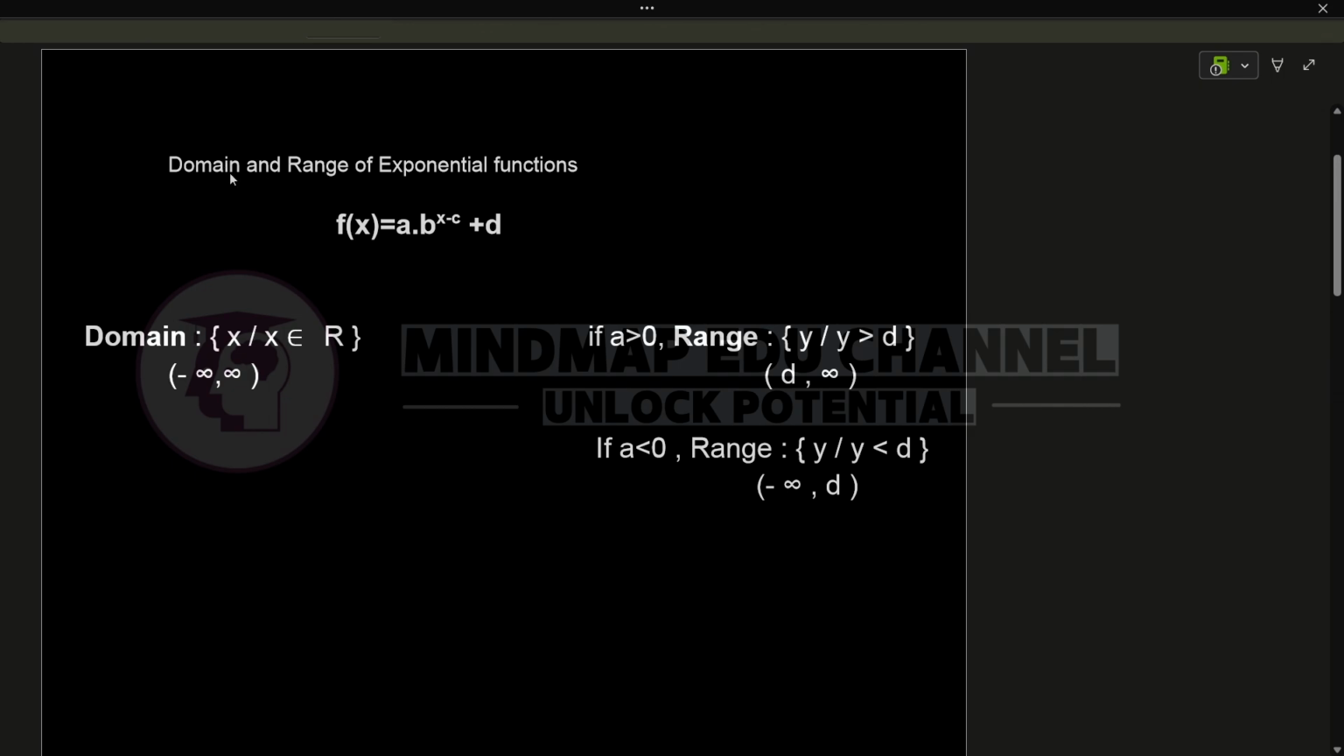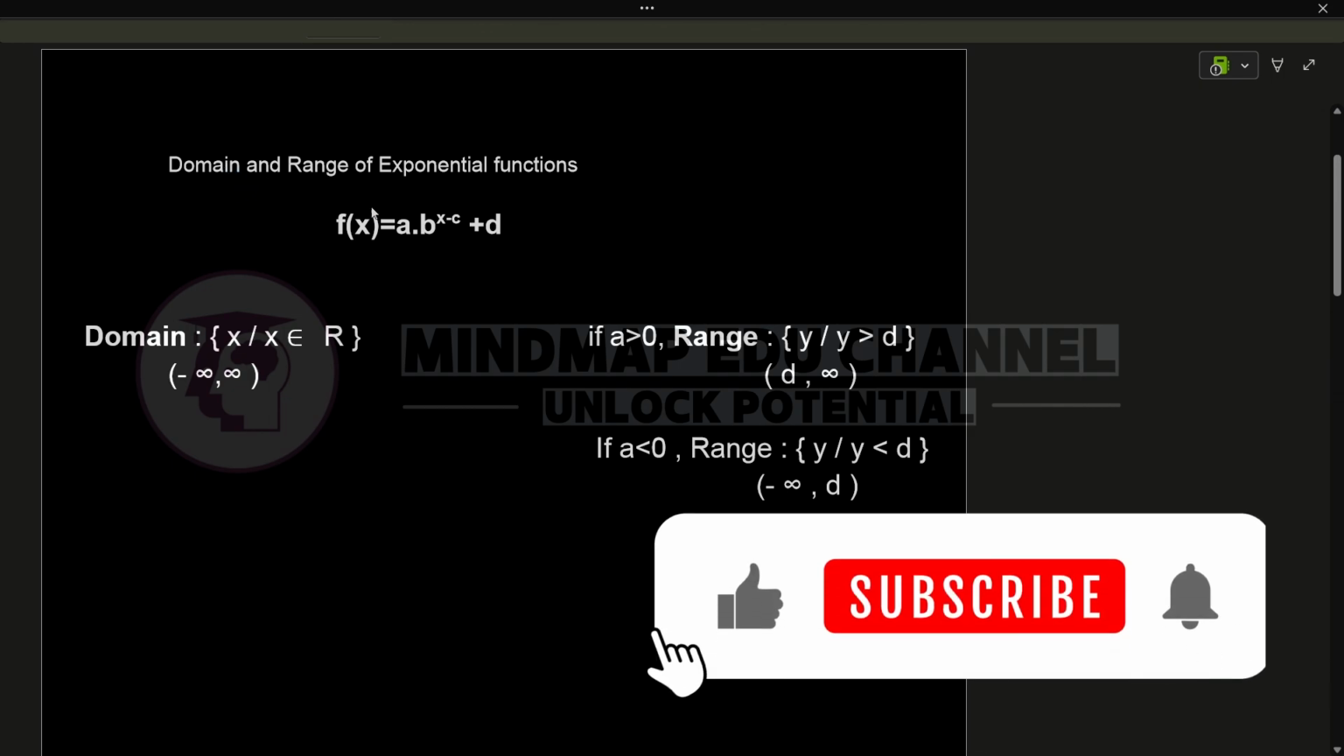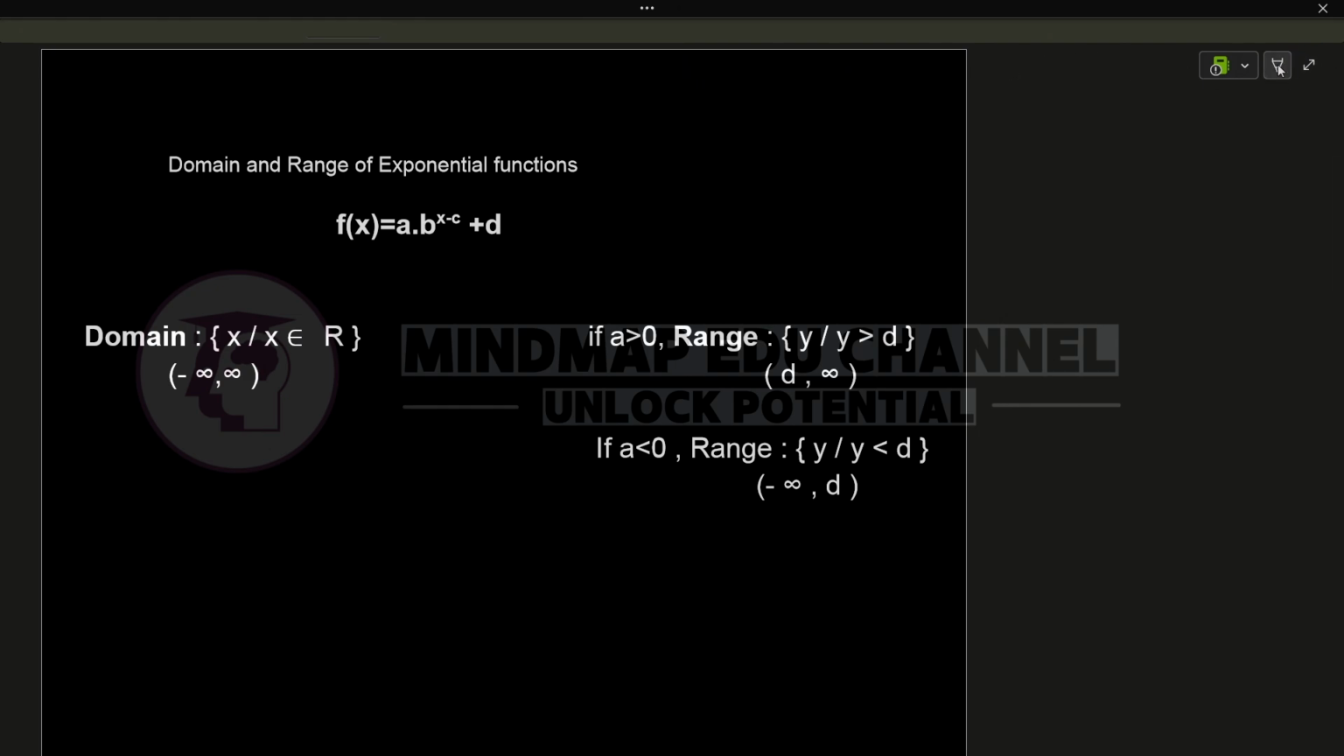In today's video, we will talk about domain and range of exponential functions. If the function is given in the form f(x) = a times b raised to (x minus c) plus d, where d is the horizontal asymptote, then the domain is the set of all x values such that x is a set of all real numbers. And in interval notation, the domain is from minus infinity to plus infinity.